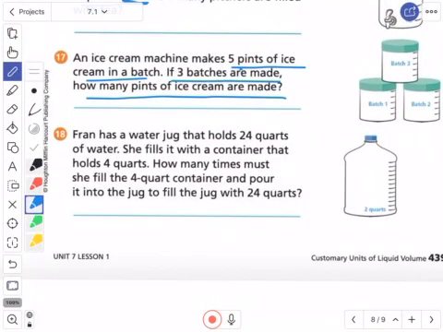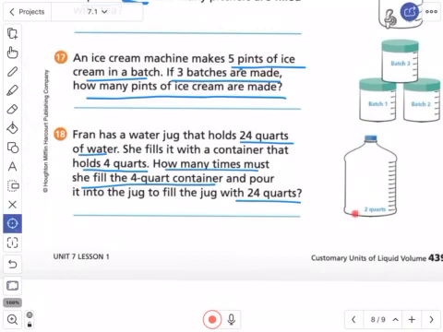Then the last one, number 18. Frank has a water jug that holds 24 quarts of water. She fills it with a container that holds 4 quarts. How many times must she fill the 4-quart container and pour it into the jug to fill with 24 quarts?